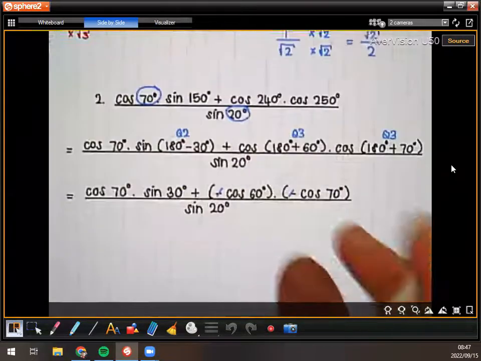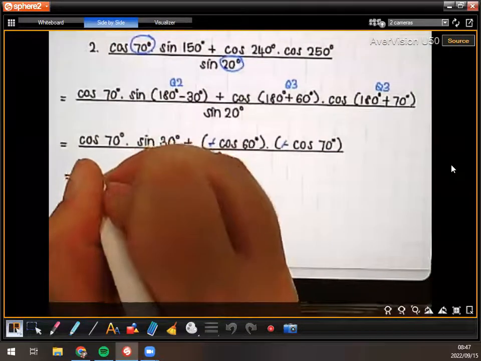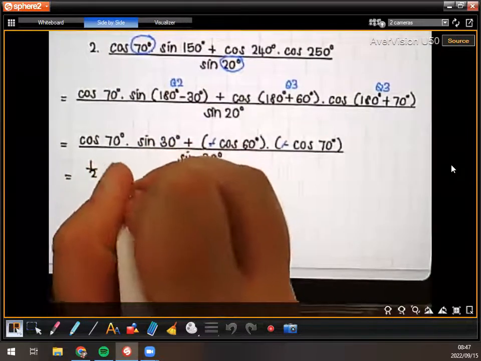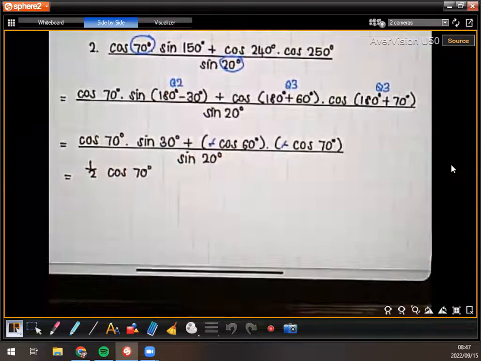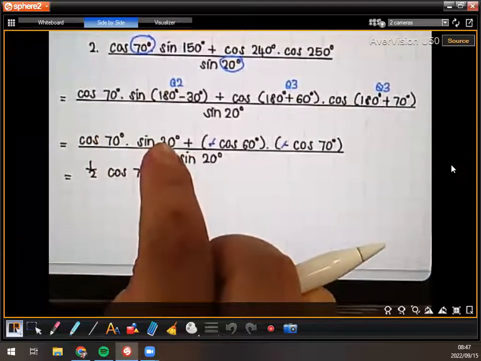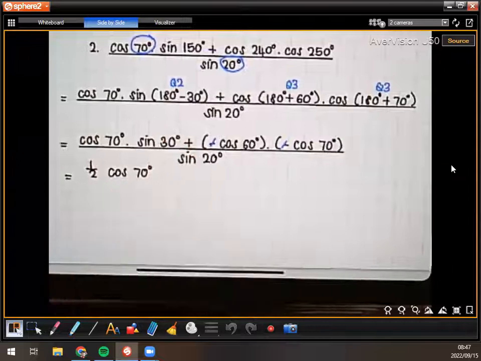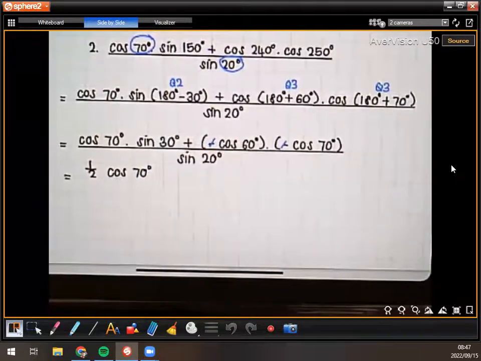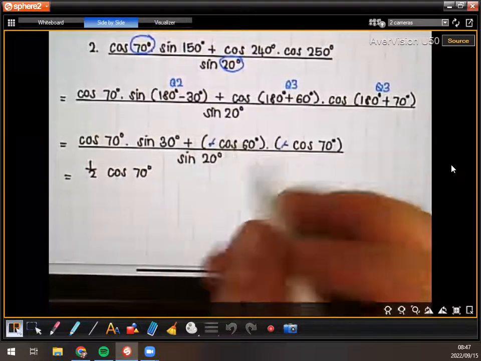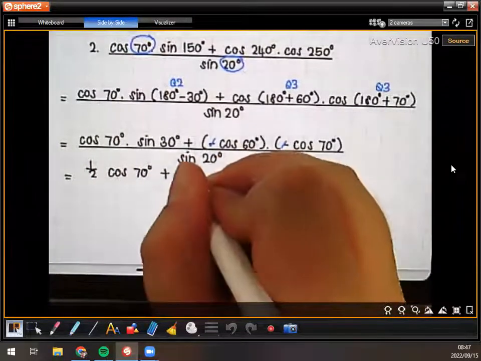Okay, so I'm going to rewrite this now as half cos 70, if you agree with that. This is one term, right? Cos 70 times sine 30. So cos 70 times a half. So the sign would be bad, but I just put the half in front. Half cos 70. Okay, that's usually what we do. You put the number in front and then the variable at the back. Then here I have another half cos 70.